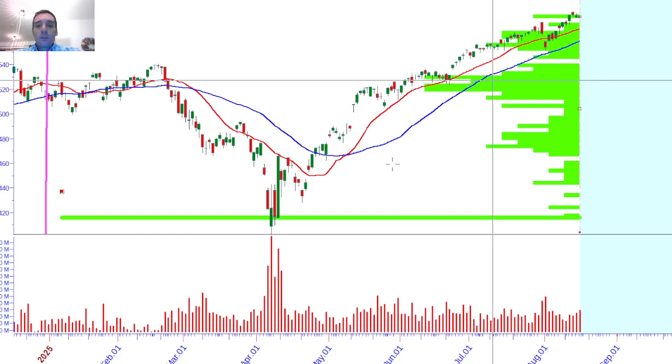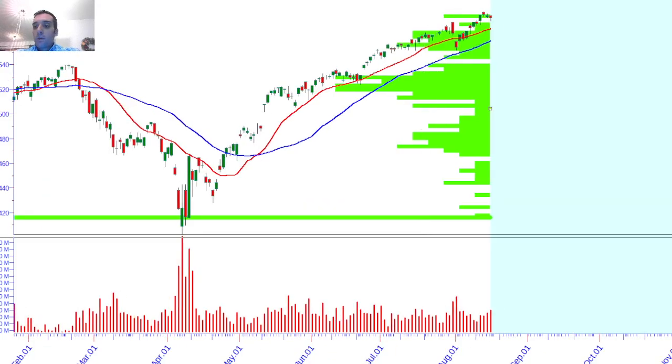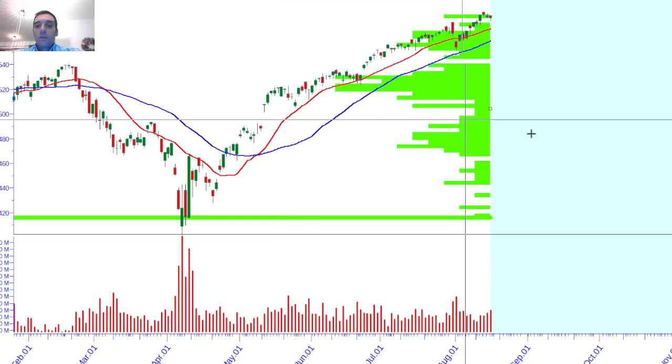So what I'm going to do is I'm just going to zoom out. We're going to zoom out to where it is today and see if we can glean what we should be looking out for in terms of volume by price going forward. So let me just turn off these arrows here. And we're going to zoom out to today's date.